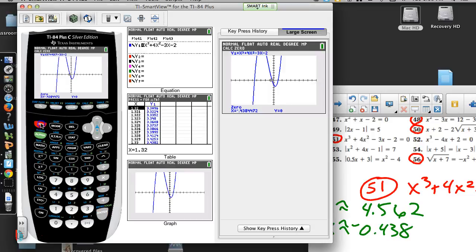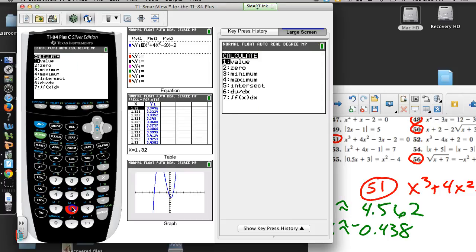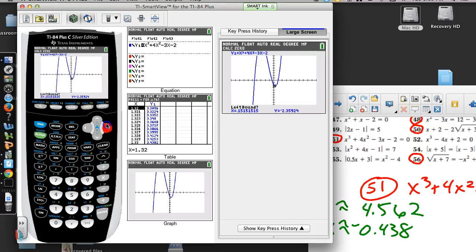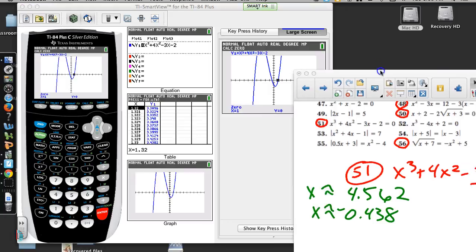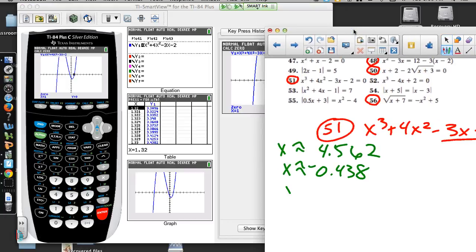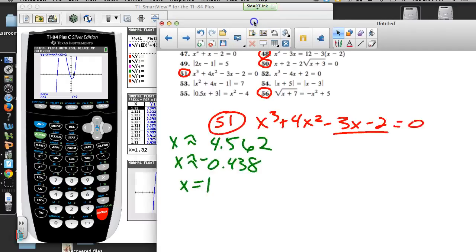One more to go. Second trace, number 2. Fortunately, this time not very far to go, but again, below the x-axis so that we're to the left. Press enter. Above, press enter. Enter through guess. And that one is at 1, 0. So that is 1. And actually, I'm not even going to put approximately. It is 1.